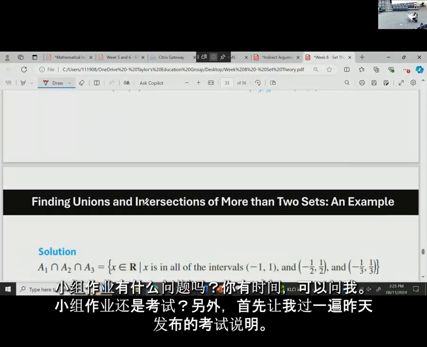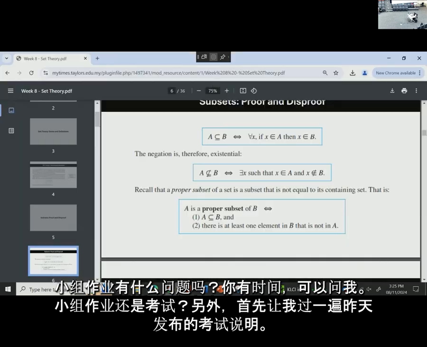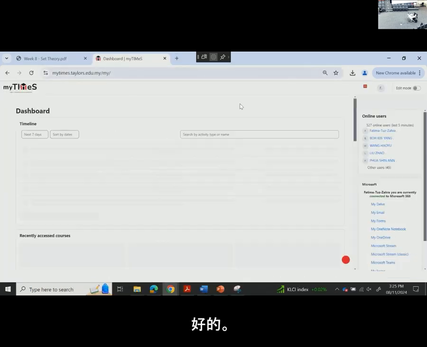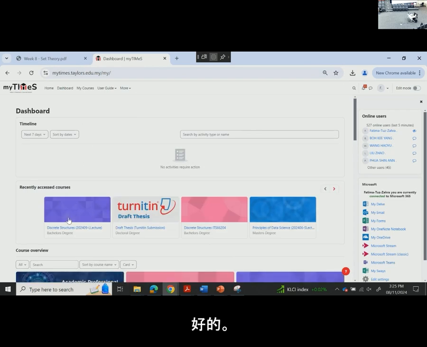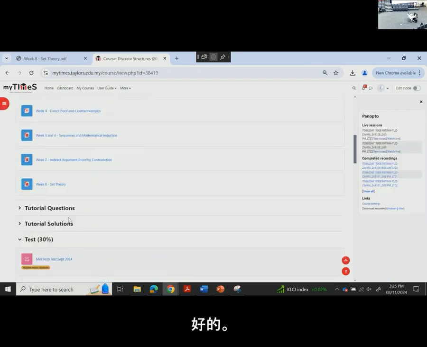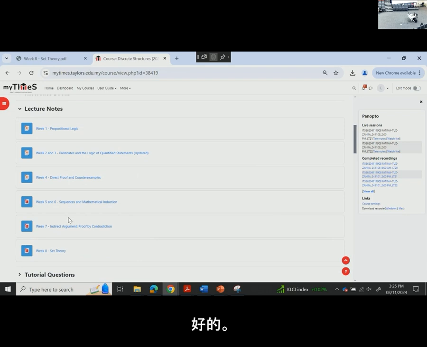Group assignment or test also. First let me go through the instructions for your test that were posted yesterday. An announcement was also posted. Did you receive the email for the rescheduled date of the test? It is rescheduled from week 9 to week 10.